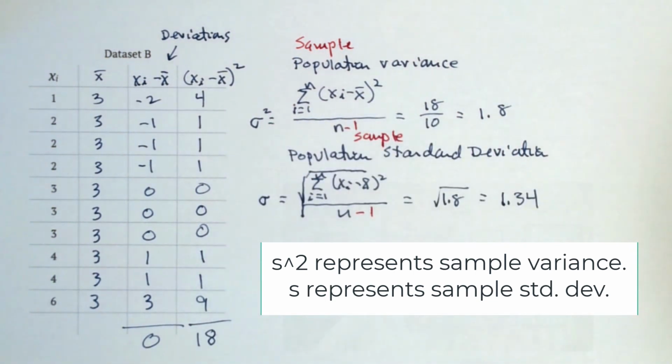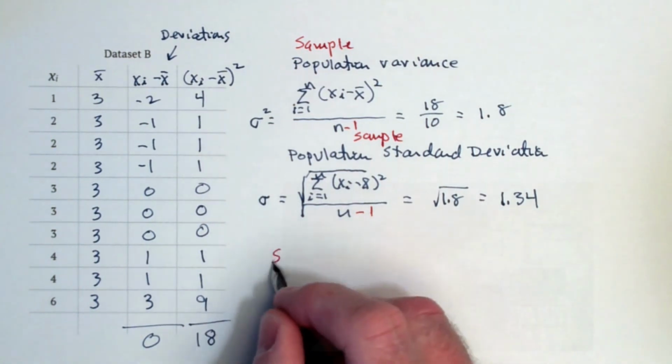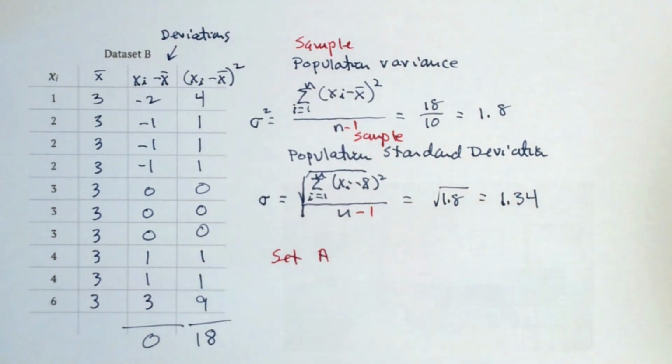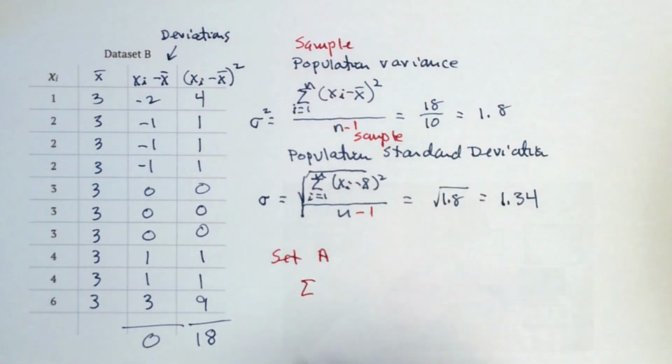And before the end of the video, we'll flash sort of a grid that shows all 4 of these organized in a way that I think you will find helpful. Just by way of comparison, set A, which we said was more spread out, set A has a sum of squared deviations of 28. Rather than the 18 that we saw up here.